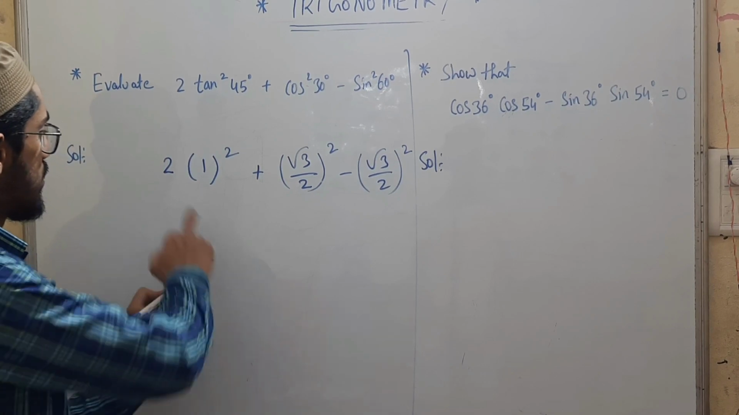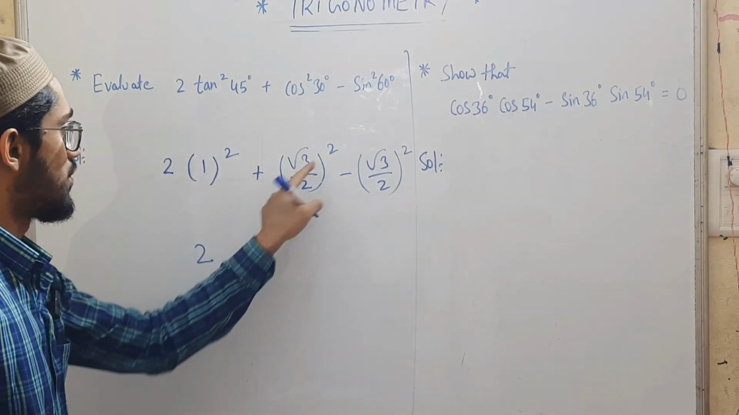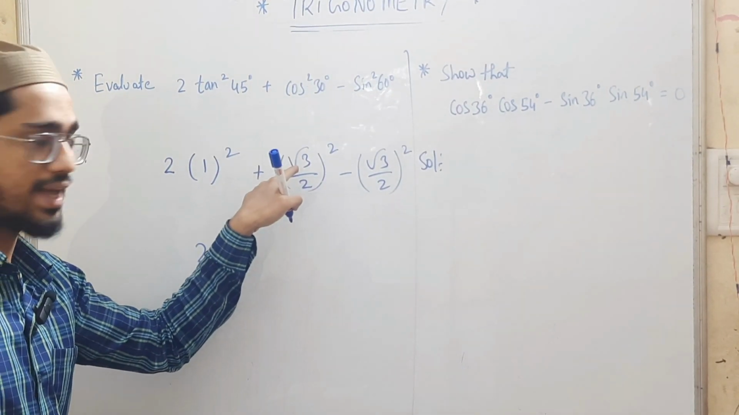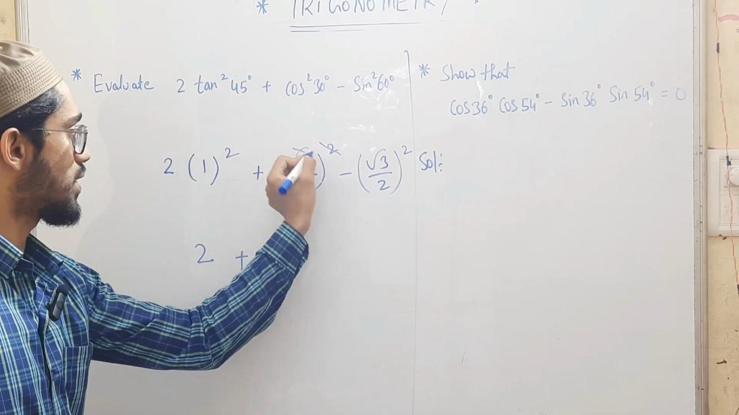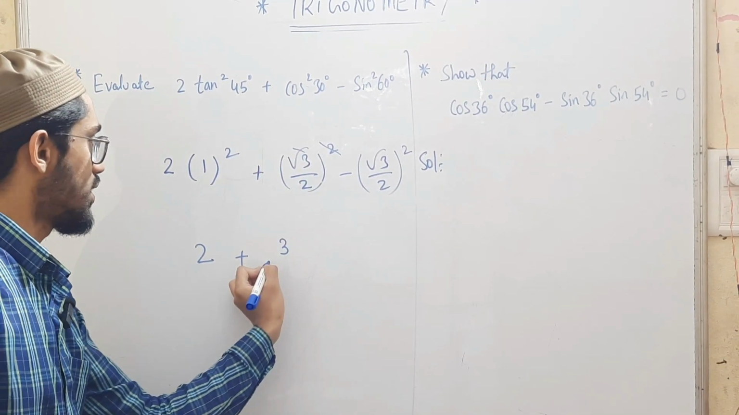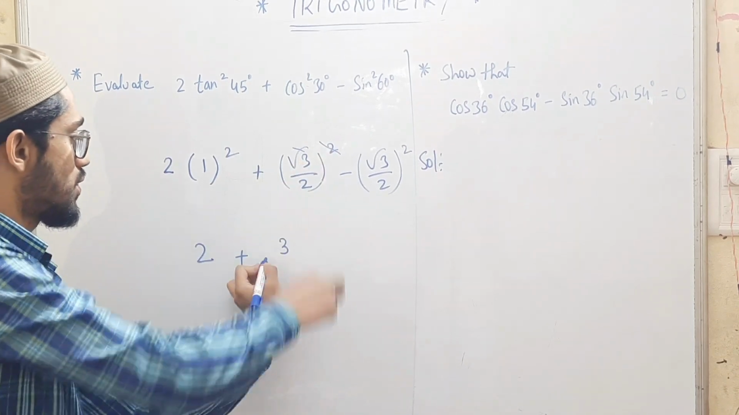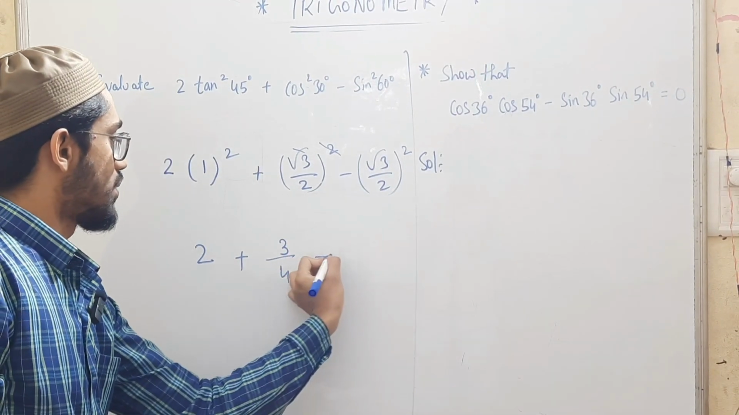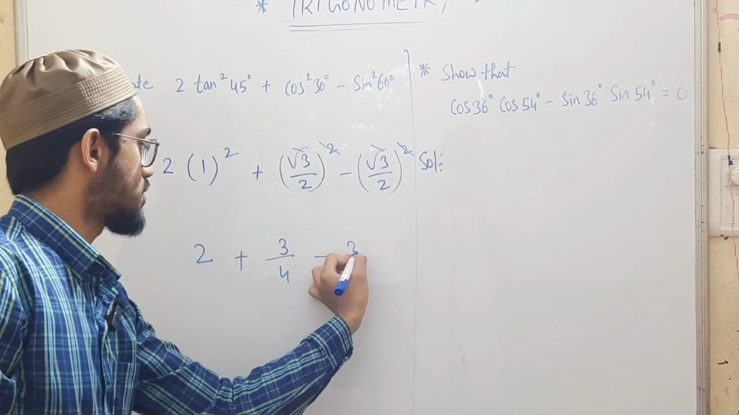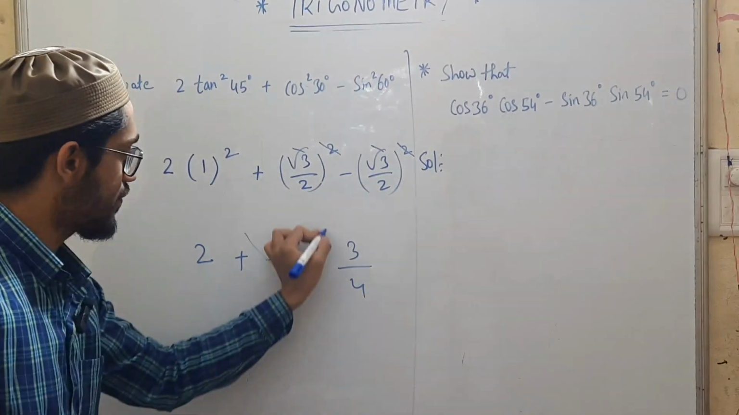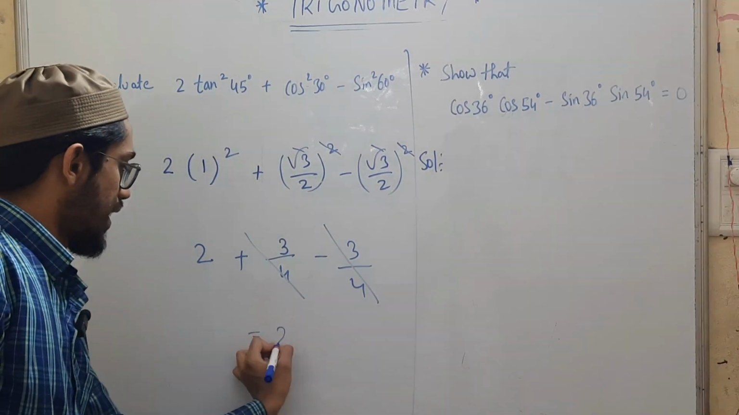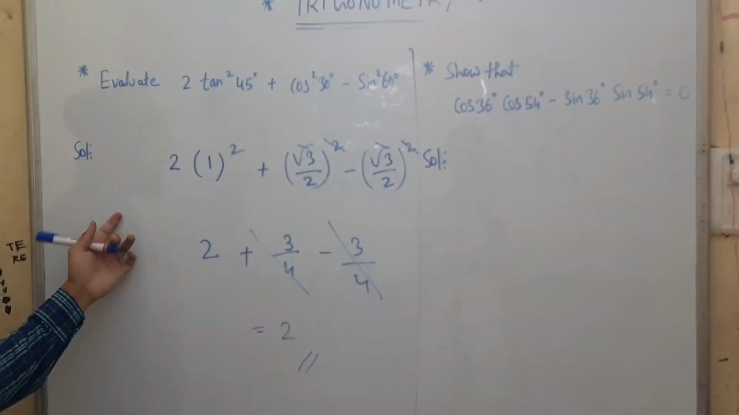2 will come here. 2 ones will become 2, plus this square will be applicable to both the numerator and the denominator. So here square and root will be cancelled. That will be 3. 2 is here, 2 square will become 4. 3 by 4 minus again the same process, 3 by 4. Plus 3 by 4 minus 3 by 4 cancel. Answer is 2. This is a 2 marks problem.